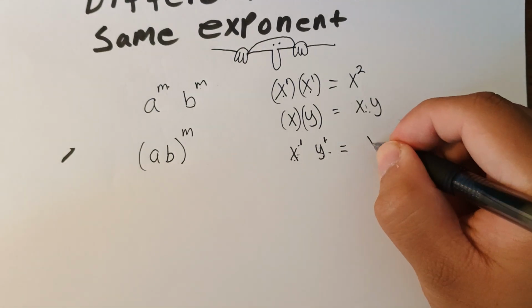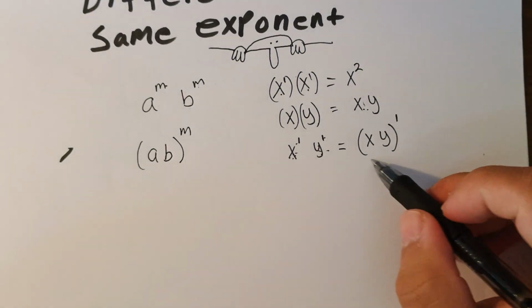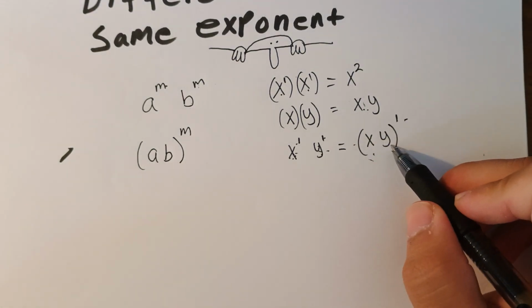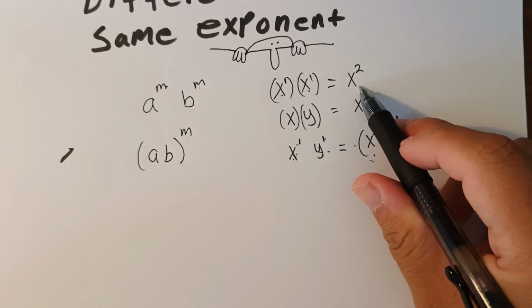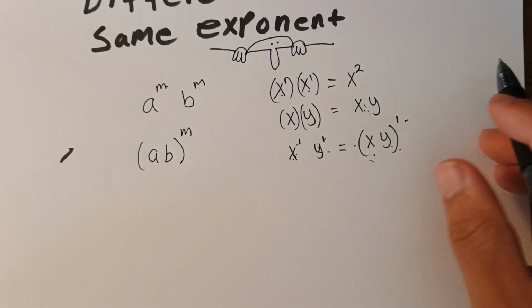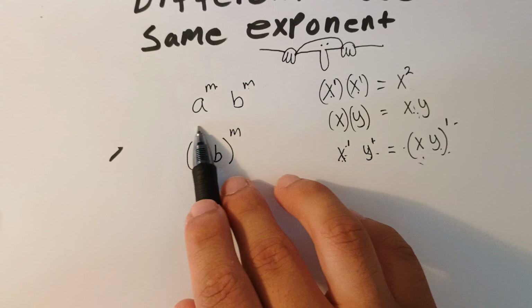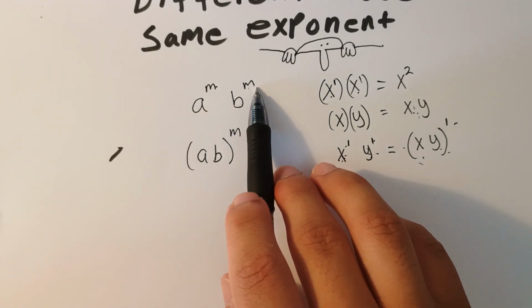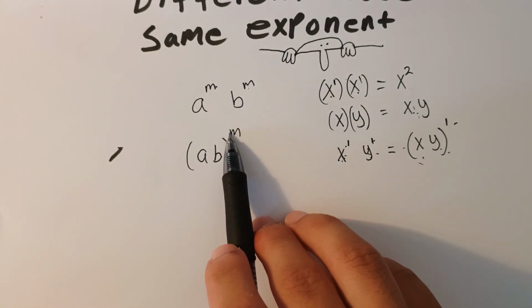So I could just write it like this, x times y to the power of 1, but that's just xy. So there's no real point in doing the parentheses, exponent of 1 for this. You kind of just leave it like that. But this is how you can see it more clearly. An a is different from a b, but they have the same exponent. So we just multiply the bases and keep the exponent.